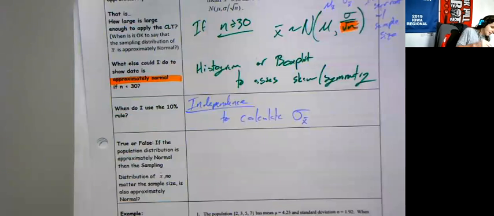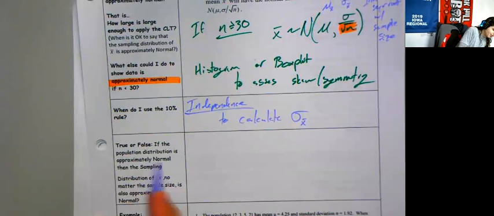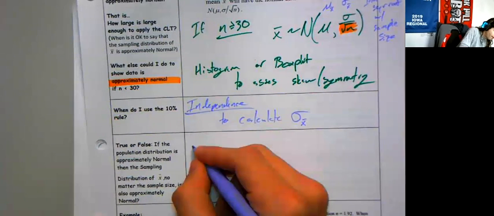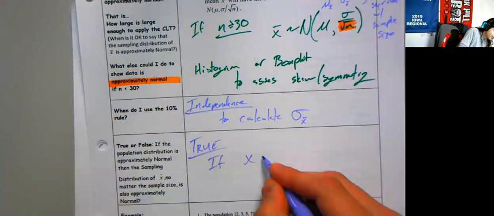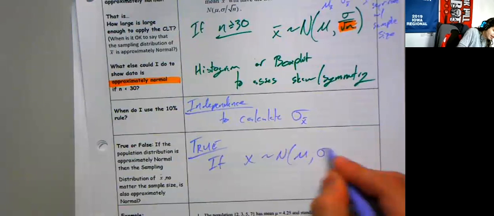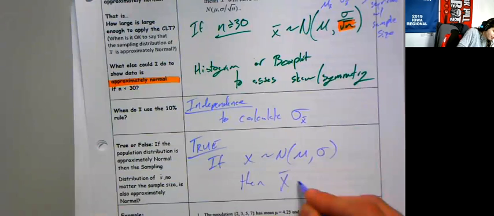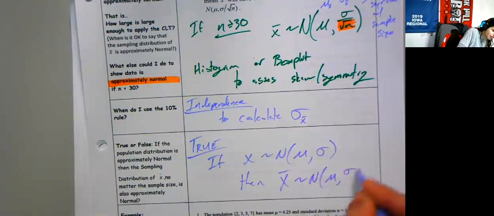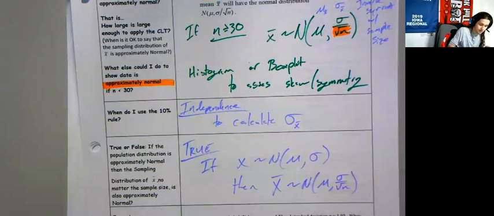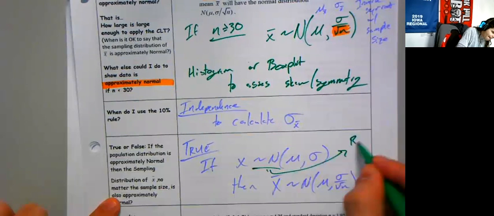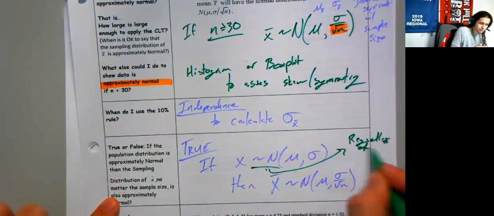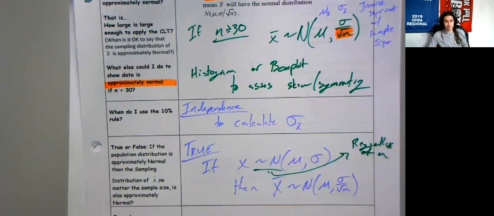True or false? If the population distribution is approximately normal, then the sampling distribution of x bar, no matter the sample size, is also approximately normal. That's true. Always true. If x is distributed normally with mean mu standard deviation sigma, then x bar is distributed normally mean mu standard deviation sigma over radical n. That is regardless of n.